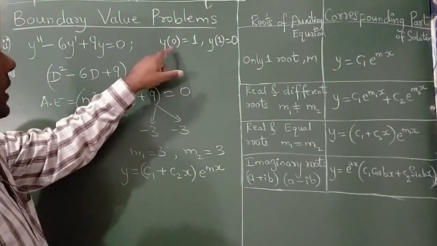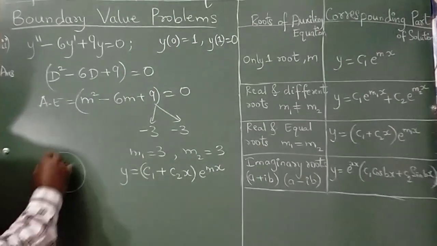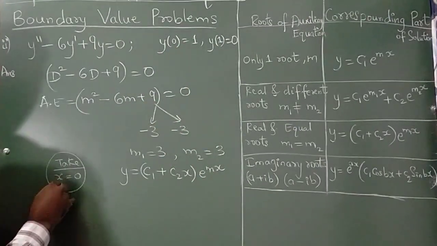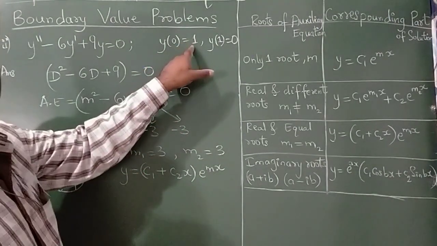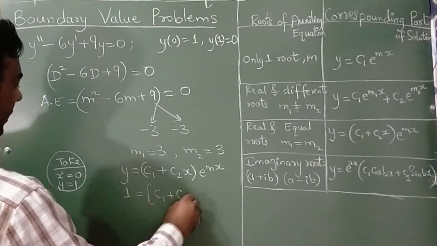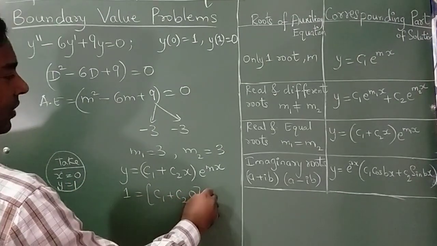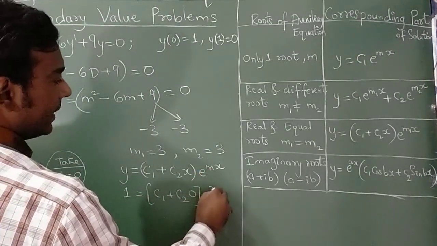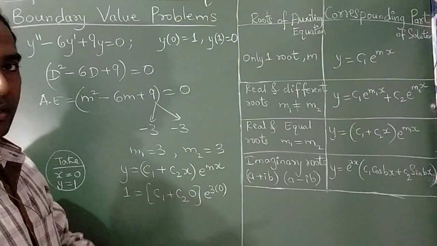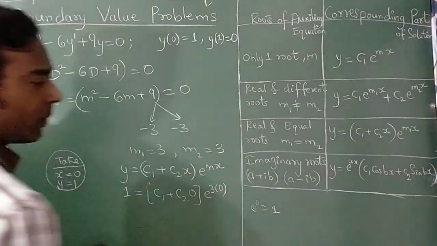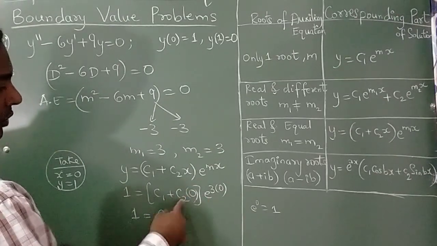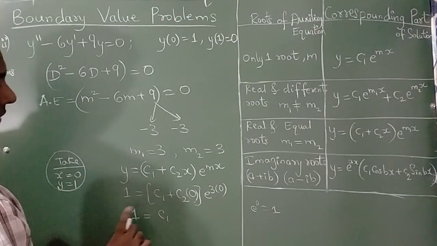Fine. Now let us see the given question. So I must take x value as 0 and y value as 1 from here. Fine. So y value I am going to write here 1, c1 plus c2, x value I will write here 0. Fine. E raised to m value is 3 and x value is 0. 3 into 0 is 0. E raised to 0 is 1. So 1 is equal to c1, 0 into c2 is 0. So I have got a c1 value now.